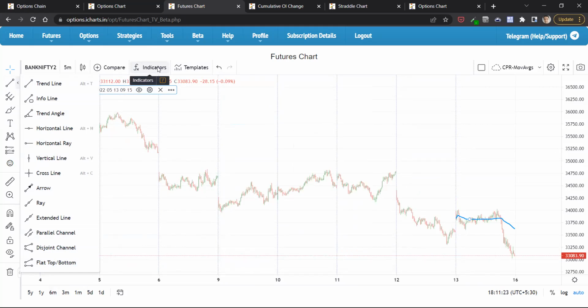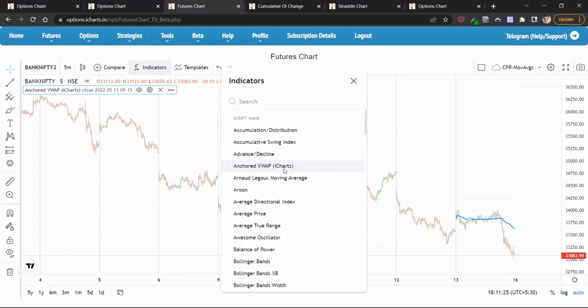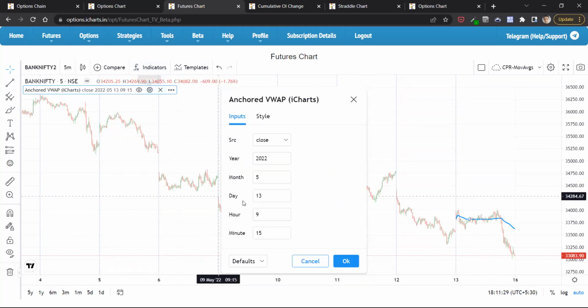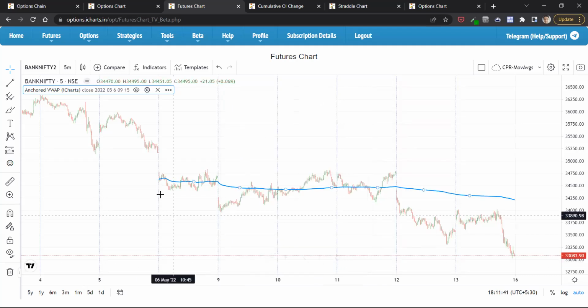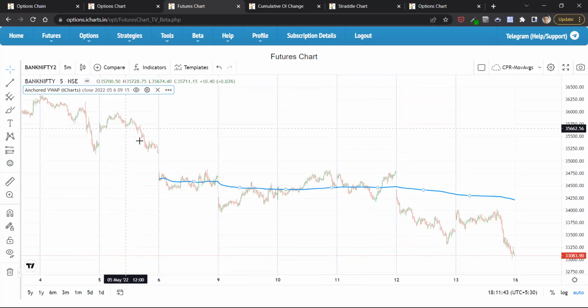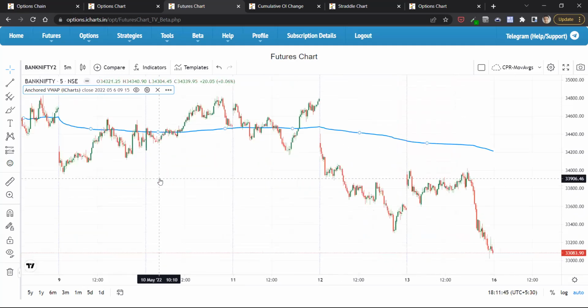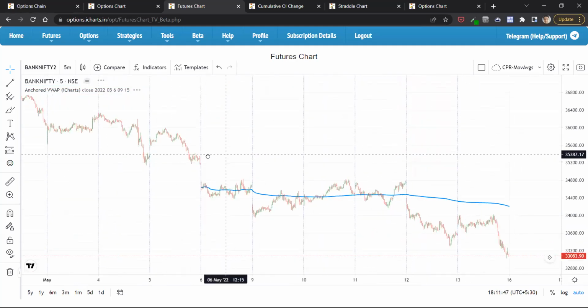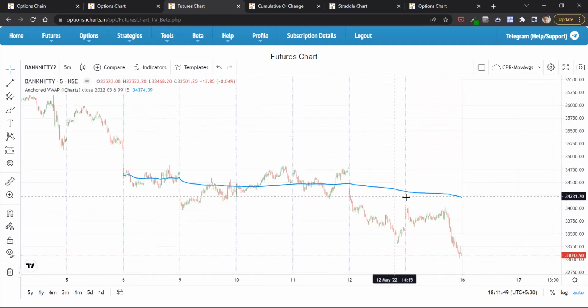We have added this indicator over here. The only way to do that is to add it here and enter the date and time here. We have to put a specific time, like 9:15 in the morning, the day after expiry. Expiry was on the 5th, so the 6th morning at 9:15 you add this. This is the anchored VWAP from the 6th onwards.